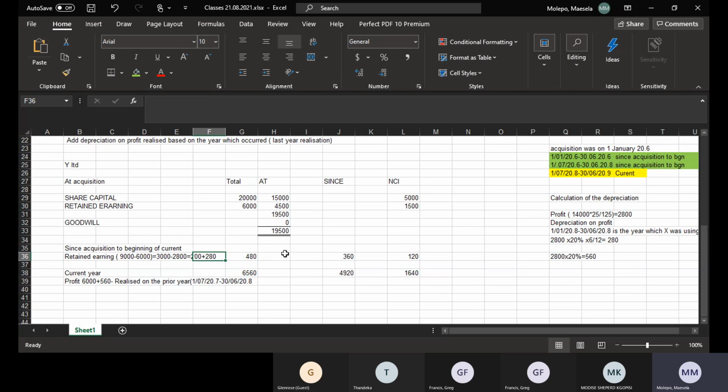So this 18,560 will be added to, it's going to affect somewhere, somehow, we're going to check the one which is owing to the parent so that we are able to do our NCI. Then we go to the statement of financial position.